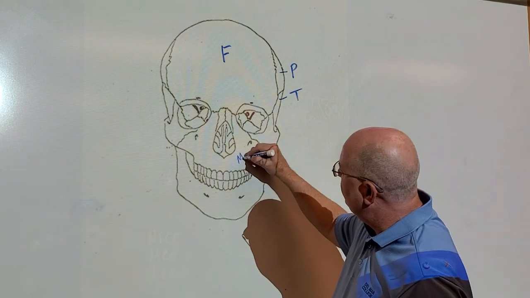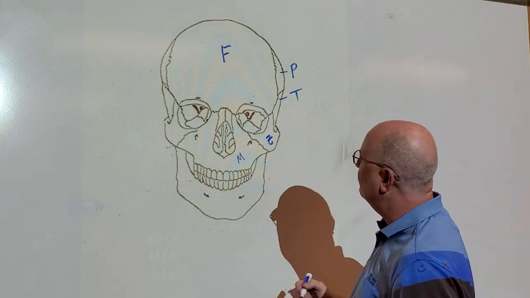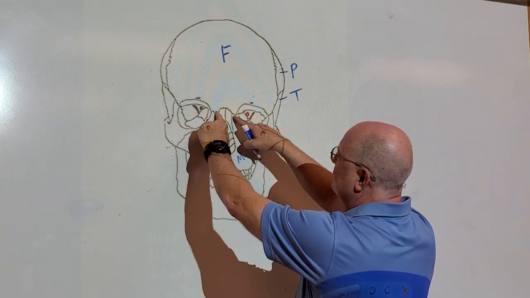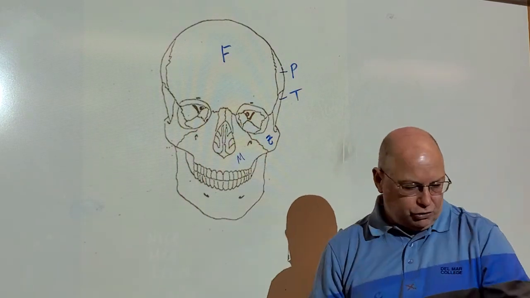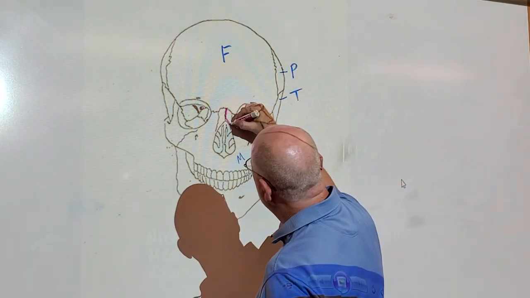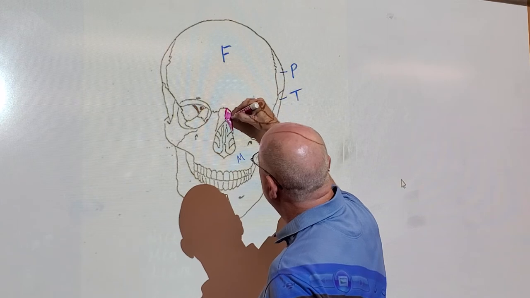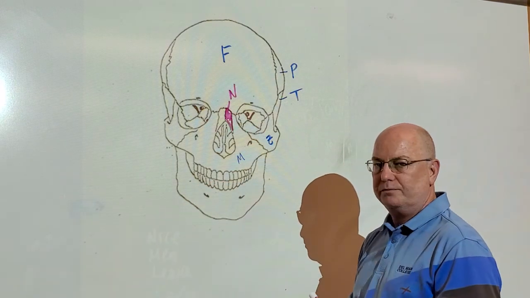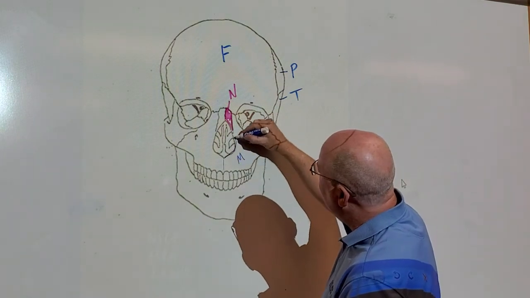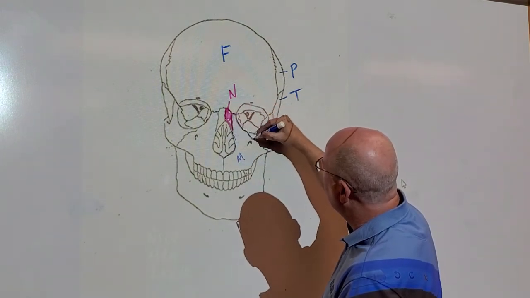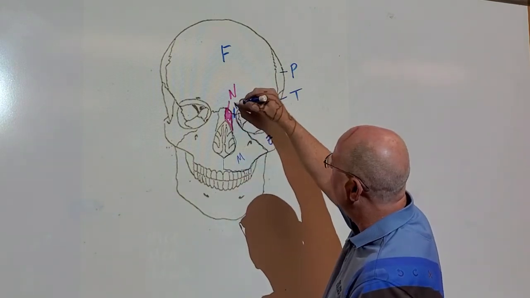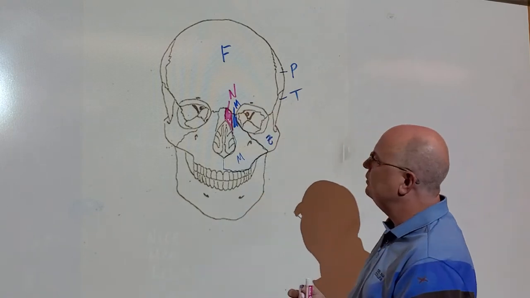But this is maxillary here, and this is the zygomatic bone. And the maxillary has a hole in it, but it comes up and sticks up right next to these two. If I were to color code these, this little pink bone would be a nasal bone. This blue piece sticking up here, if I were to outline it, is part of your maxillary, where I color it in blue.